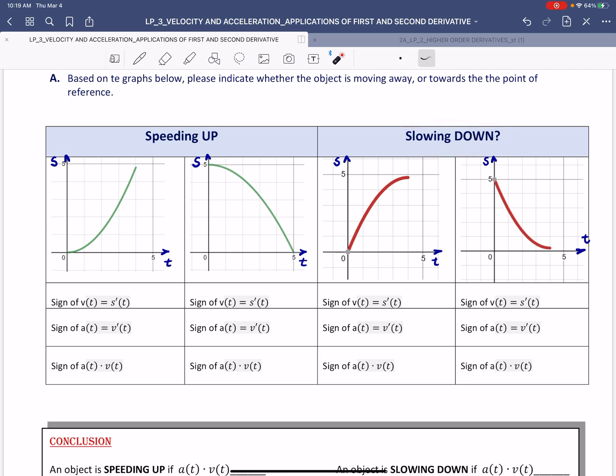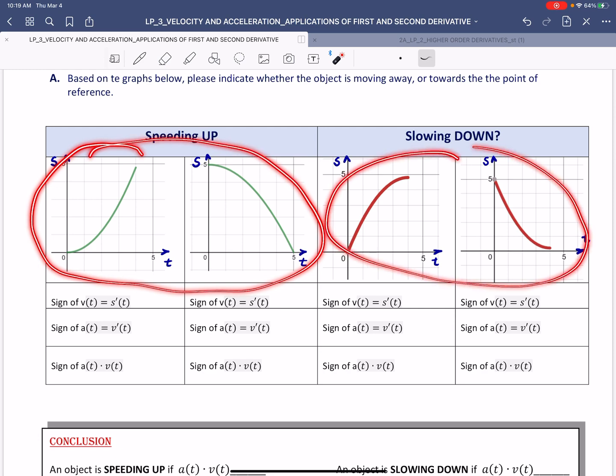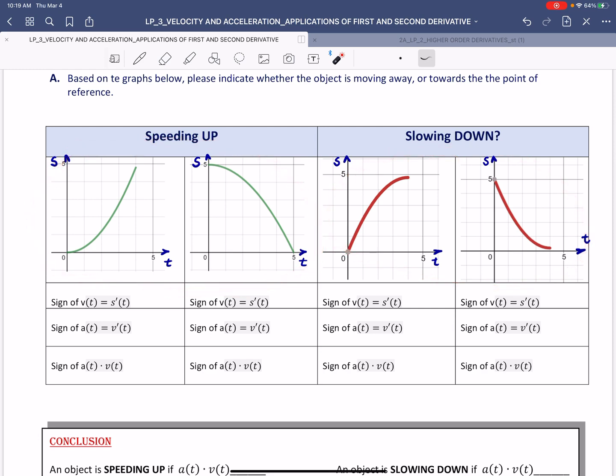So what I want us to see from these 2 groups of examples is what it looks like on a graph when an object is speeding up. The graph is becoming steeper as you read it left to right. We always read left to right, just like we read a book. And when an object is slowing down, the graph becomes less steep as we move along the line. So let's take a look at how we can analyze this algebraically.